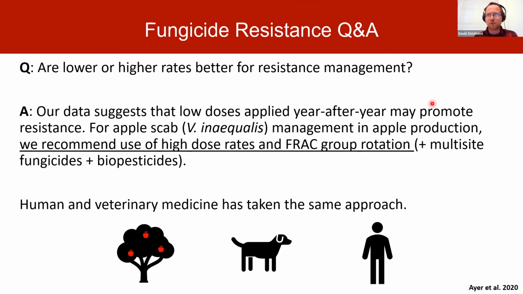This is going to be different for each crop, so I encourage you to talk with your extension arm of wherever you're growing, because I can't speak to a lot of different pathogens other than those in apple. But our data suggests that for apple scab, you're going to want to apply a high rate right away every single time. Low doses applied year after year may be promoting resistance because it's like drip feeding the fungus with that fungicide too slowly, such that it's able to select for resistance. So we recommend the use of high dose rates and FRAC group rotation, along with a liberal use of multi-site fungicides and biopesticides in rotation.